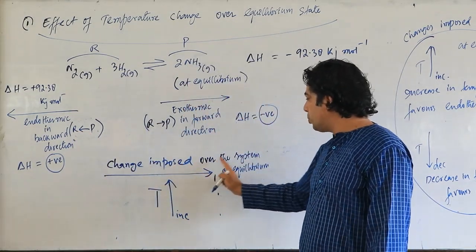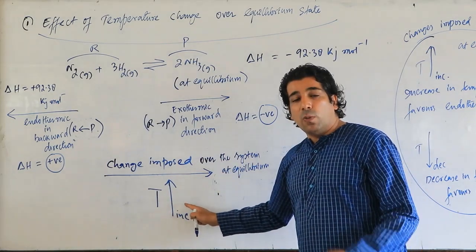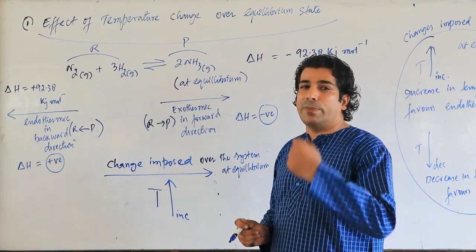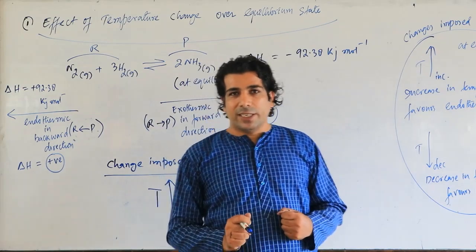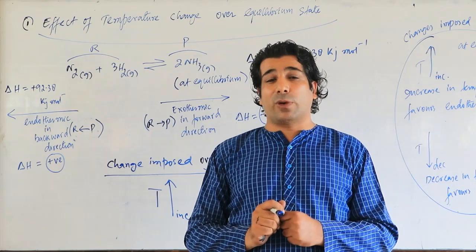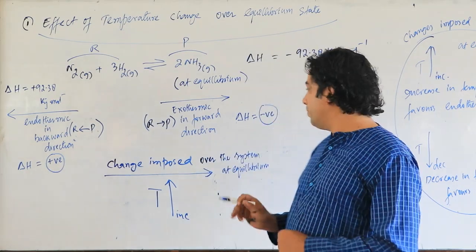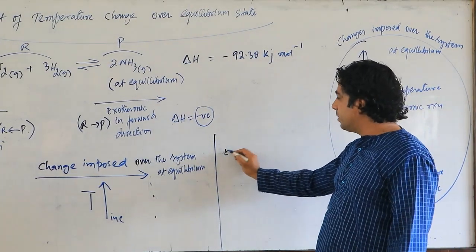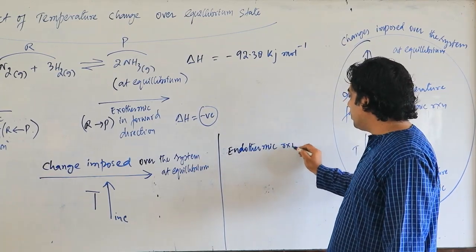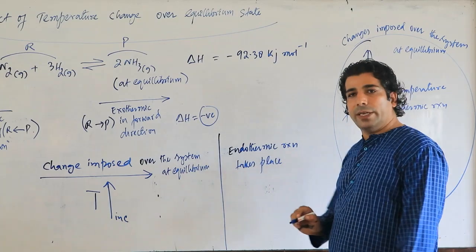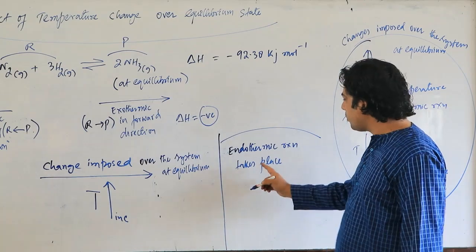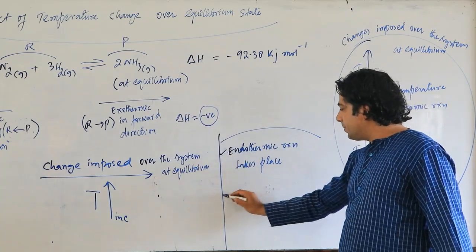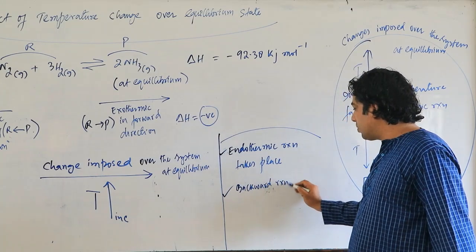Now, change imposed over the system at equilibrium: I am increasing the temperature. What should the system do? The system should oppose the change, which means it should decrease the temperature. In which process is temperature decreased? The temperature is decreased in the endothermic process. So I told you, when you increase the temperature, it favors the endothermic reaction. So the endothermic reaction takes place, which is the change opposed by the system. Which one is the endothermic reaction, forward or backward? Backward is endothermic. That means the backward reaction will take place.